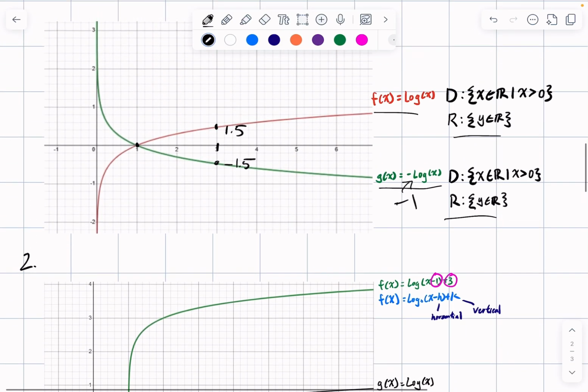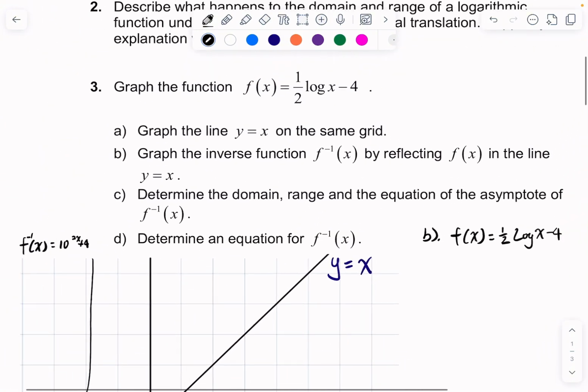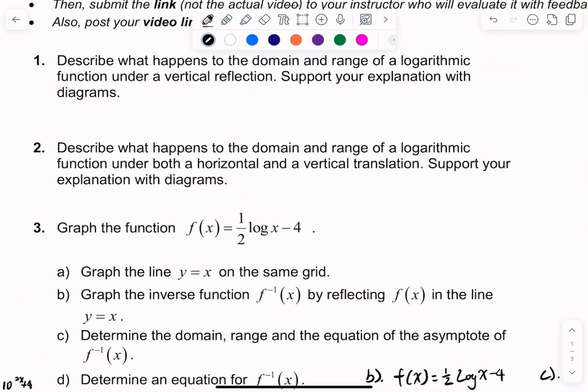So looking at number 2, describe what happens to the domain and range of a logarithmic function under both horizontal and vertical translation. Support your explanation with diagrams.